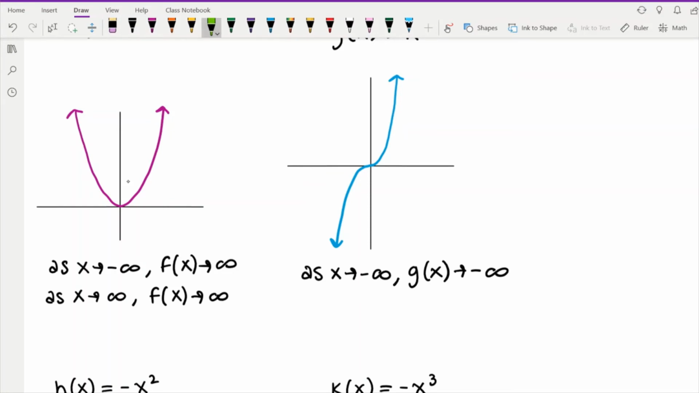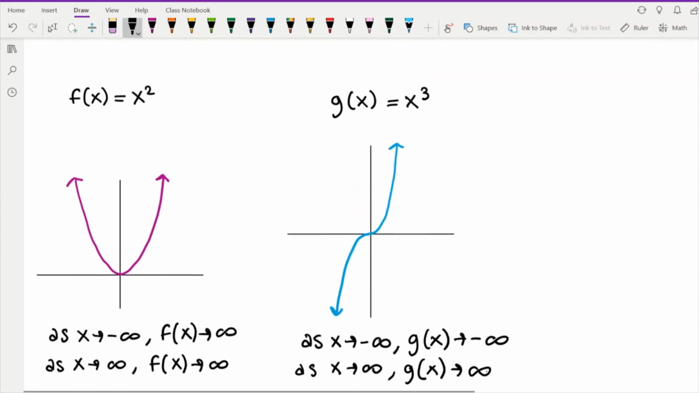And what about as we're plugging in bigger and bigger values? Well, in that case, the graph is going up. And so as x approaches positive infinity, g of x approaches positive infinity. So why is that the case here? What's different between these two functions?